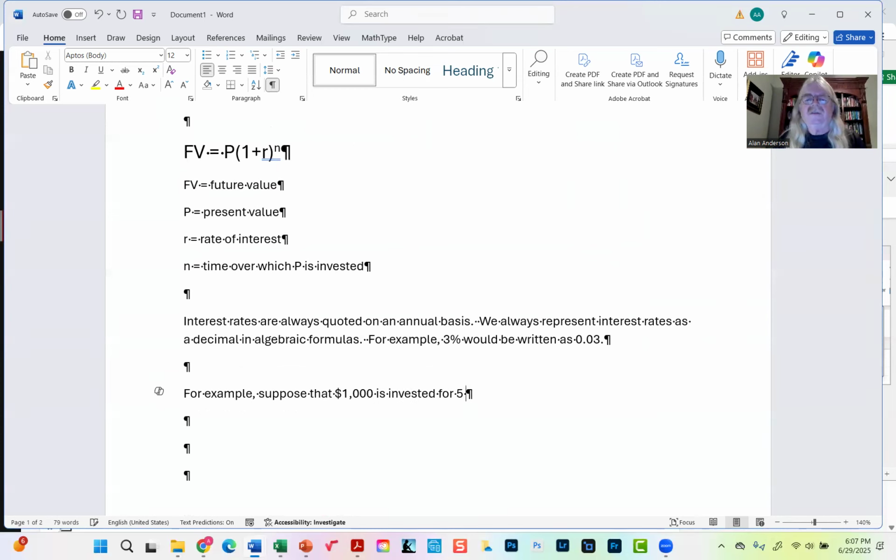Let's say for 5 years at a rate of 4% per year. So you put the money in the bank, you leave it there for 5 years. At the end of 5 years, you come into the bank and say, how much do I have? And they'll look at it and say, oh, here's how much you have. Here's your balance. That would be the future value of the $1,000 invested today for 5 years at a rate of 4%.